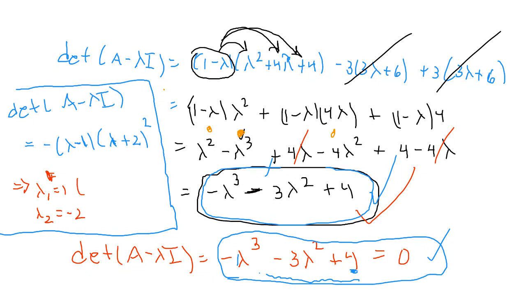And eigenvalues have multiplicities to them. The lambda minus 1 factor occurs to the first power. So lambda 1 equals 1 is an eigenvalue with multiplicity 1. But the -2 eigenvalue corresponds to the factor with the squared power. So that has multiplicity 2.